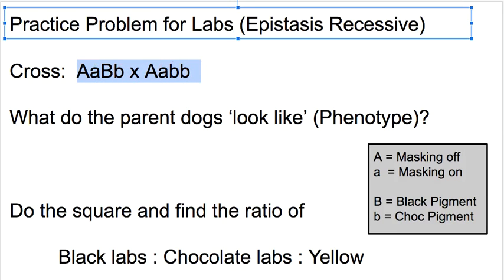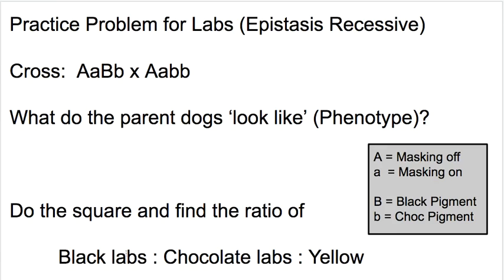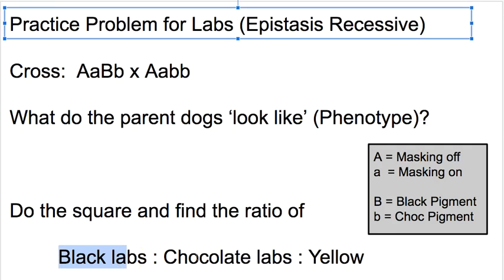So cross these two. Again, what do the parents look like? Then do the Punnett square. I've provided a Punnett square for you. Just foil it like normal. Then figure out the ratio of black labs to chocolate labs to yellow labs. And again, I'll post the answers to that or check with a neighbor.